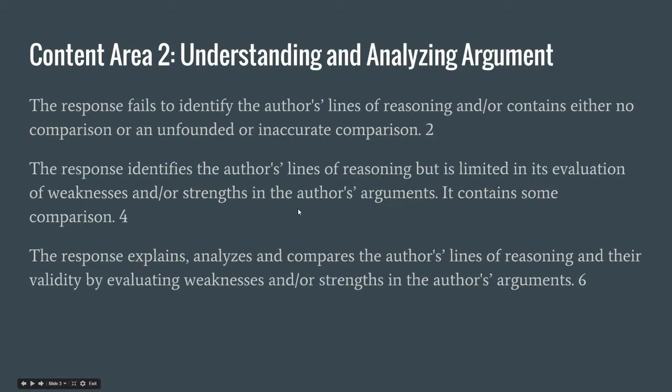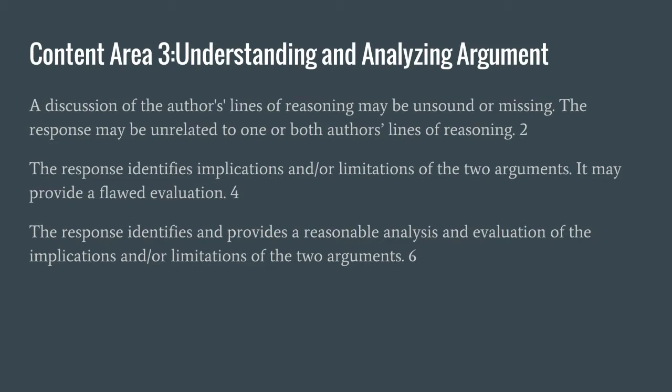Content area 2 is understanding and analyzing the argument. For this, you should find the thesis, find the supporting facts of the argument in both of these articles, and write about their strengths and weaknesses. Content area 3 is again understanding and analyzing the argument, but this time it is more focused on the implications and limitations of the two arguments and analyzing both of those.